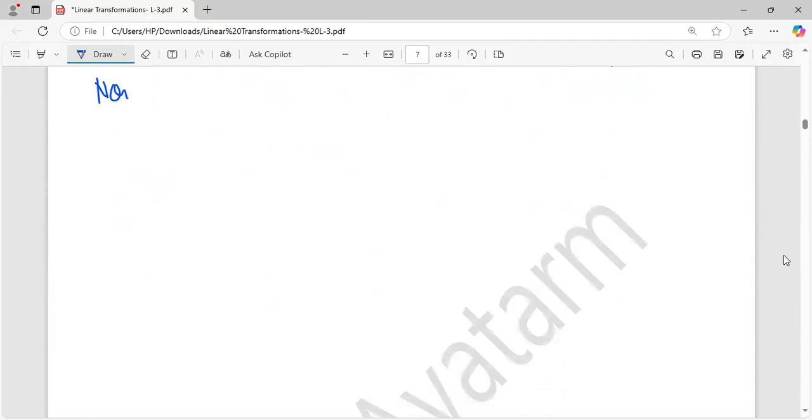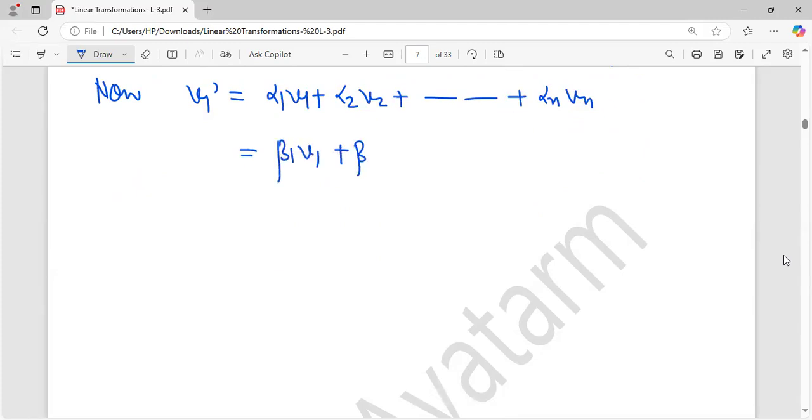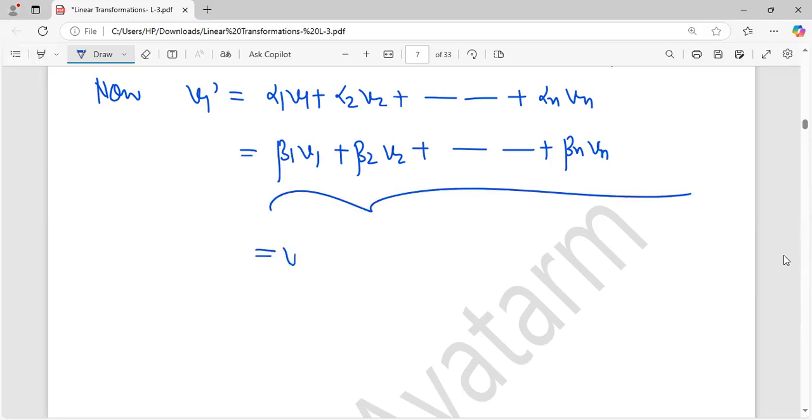Now v1' is equal to alpha 1 v1 + alpha 2 v2 + ... + alpha n vn. So alpha 1 is beta 1, alpha 2 is beta 2. So what is this element? This is v2'. So v1' is equal to v2'. So this implies T is 1-1.